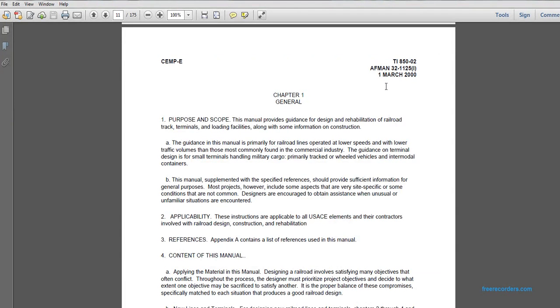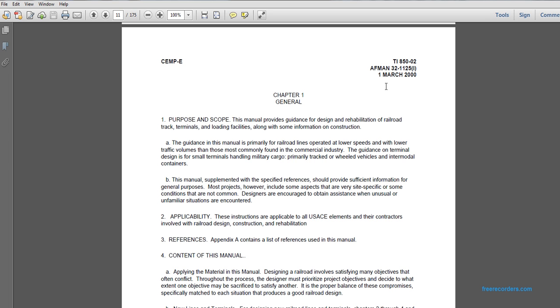Chapter 1 of the U.S. Army Corps of Engineers Railroad Design and Rehabilitation, TI 85-02. Purpose and scope. The manual provides guidance for the design and rehabilitation of railroad terminals and building facilities, along with some information on construction. The guidance of the manual is primarily for rail lines operated at lower speeds and with lower traffic volumes than those commonly found in the commercial industry.